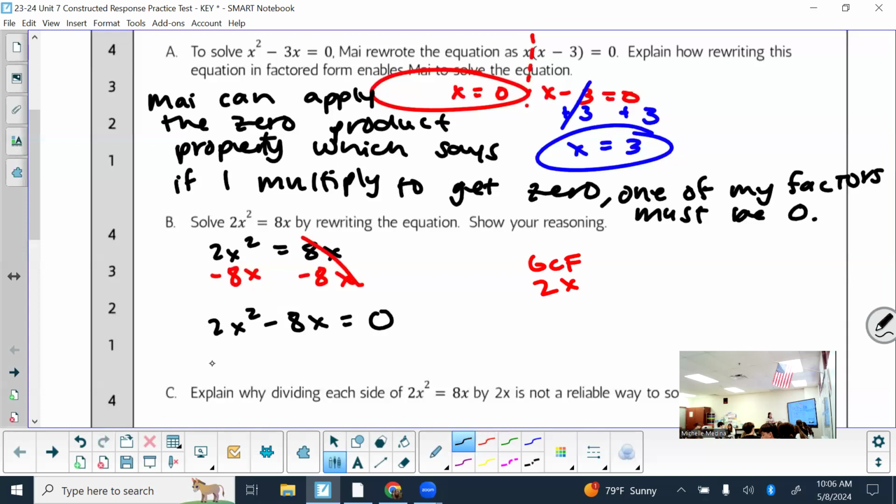That will be outside parentheses, right? When you find your GCF, put it outside parentheses. Inside parentheses is what you get from dividing each term by your GCF. So when you have the same thing on top and bottom of a fraction, it will cancel. So 2 divided by 2 is 1. X squared divided by x, what do I get?